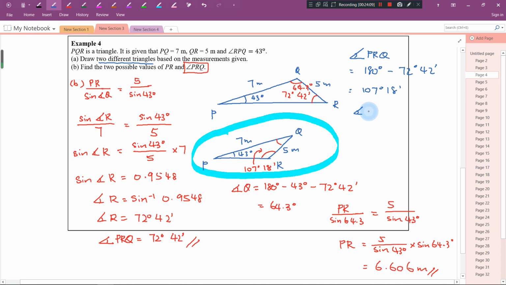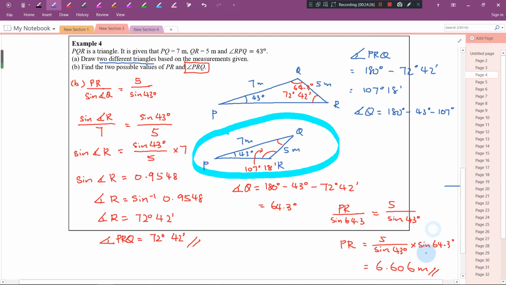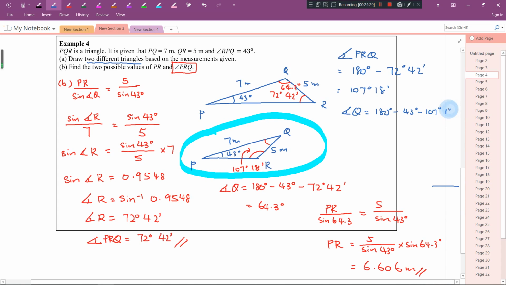Angle Q will be equal to 180 degree minus 43 degree minus 107 degree and 18 minutes. Not enough space. Okay, let me calculate. 180 minus 43 minus 107 degree 18 minutes. Okay, so we got 29.7 degree. So this one is 29.7 degree.